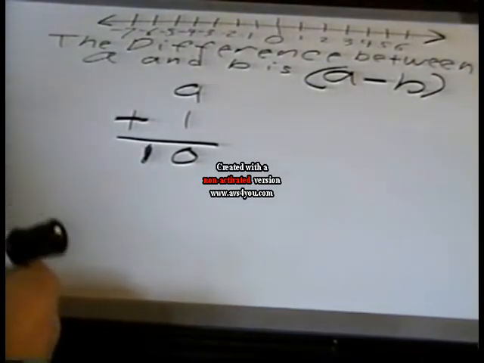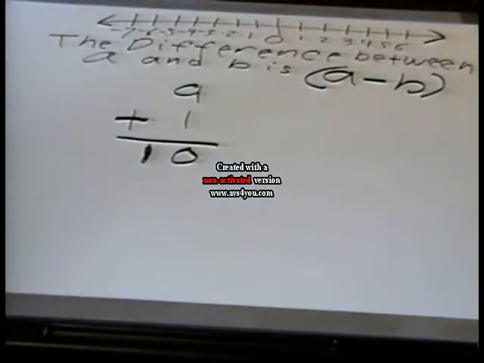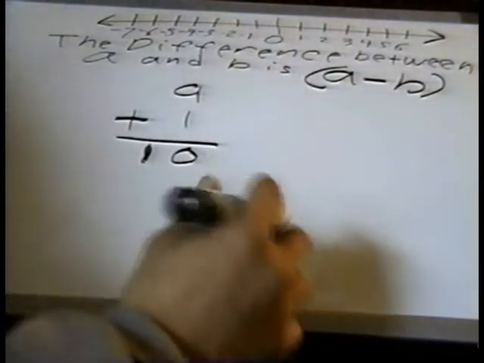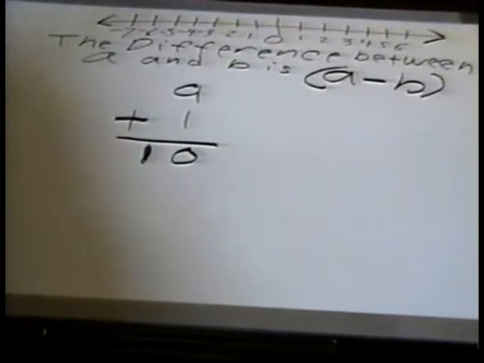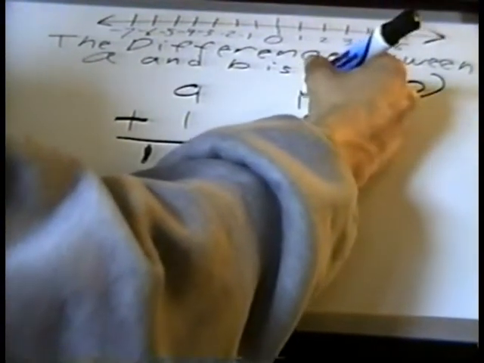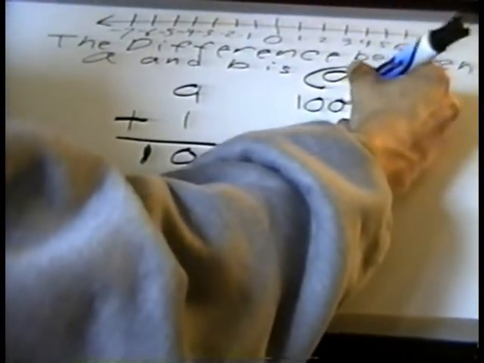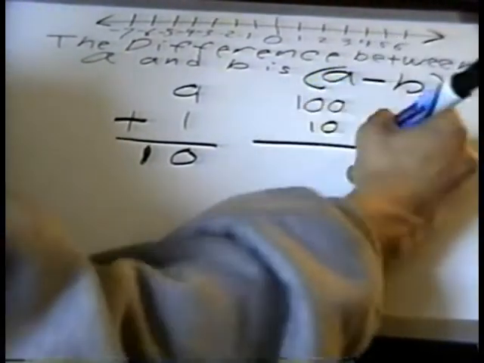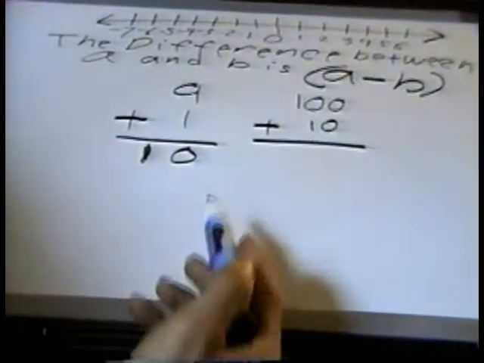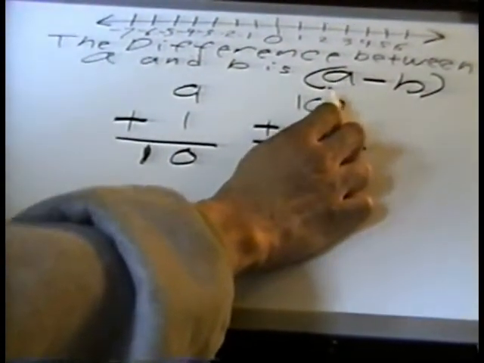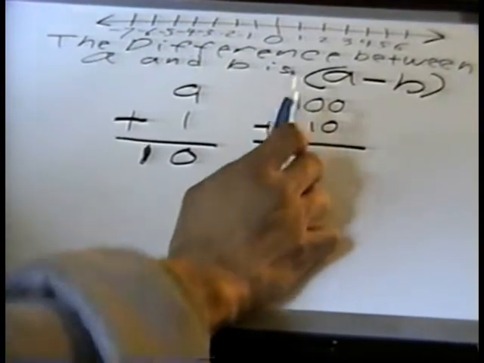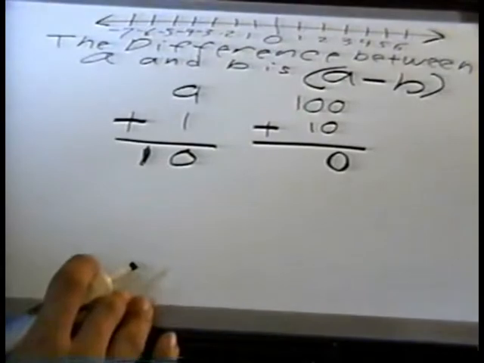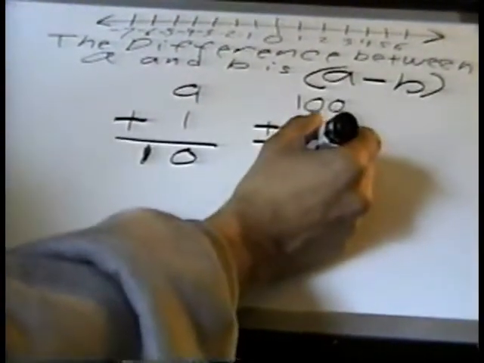The difference between A and B is written as A minus B. The difference between A and B is written as A minus B, or what we call a subtraction. So let's say if we have the difference between 2 and 1. Difference between 2 and 1.